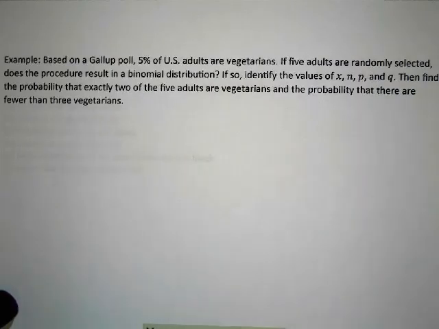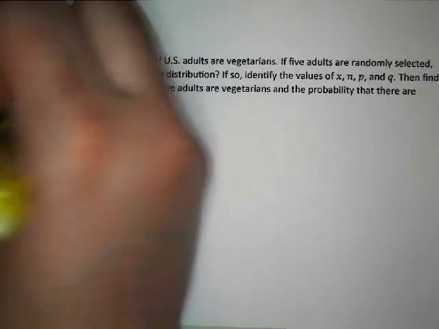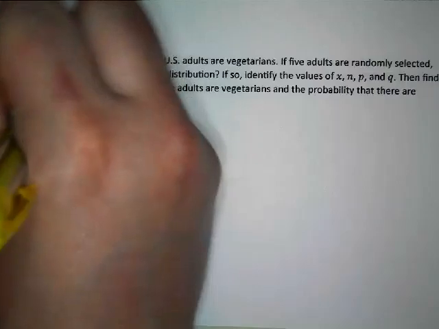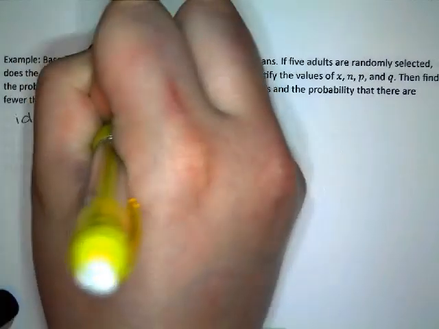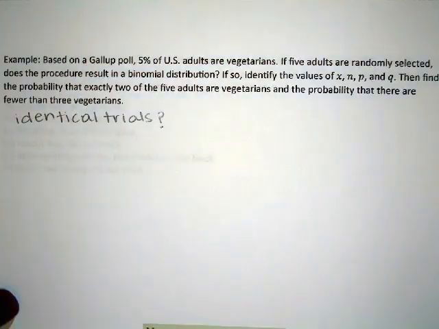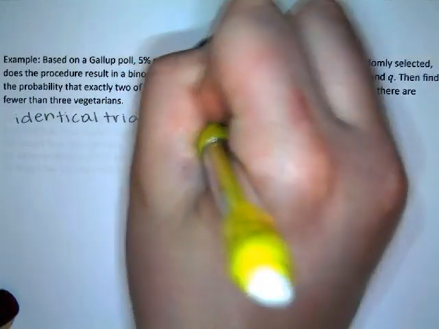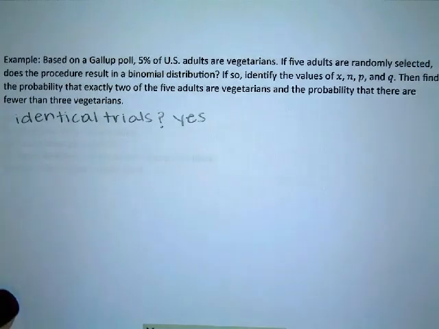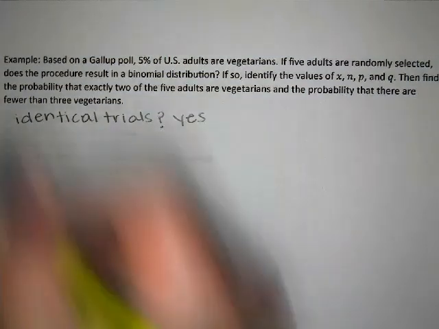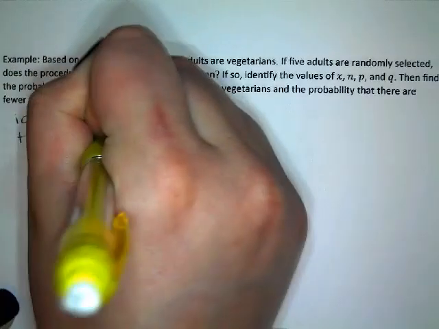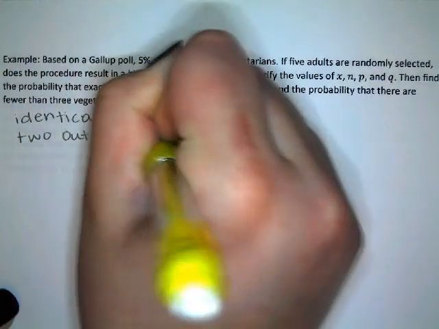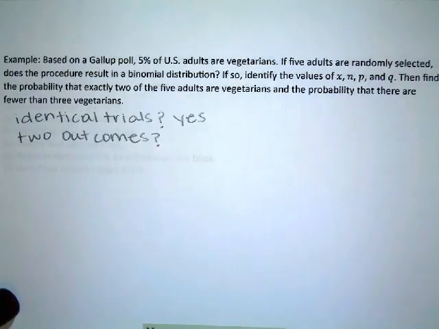So first, I'm looking at whether the trials are identical. The answer is yes. We're talking to adults. We're not talking to children. We're not talking to animals. So we don't have any reason to believe the trials are not identical. Do we have 2 outcomes? Yes, we have vegetarian and not vegetarian.